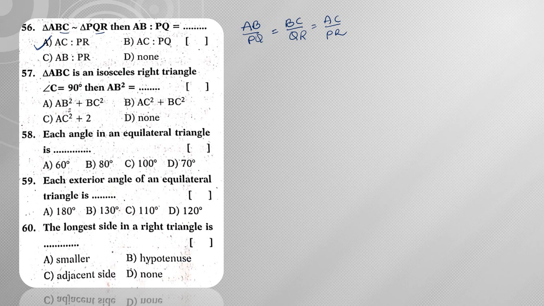So likewise, next moving on to question number 57. Triangle ABC is an isosceles right angle triangle, right angle at C. So if it is an isosceles right angle triangle, then these two angles are 45 degrees, right? So this is A and this is B.